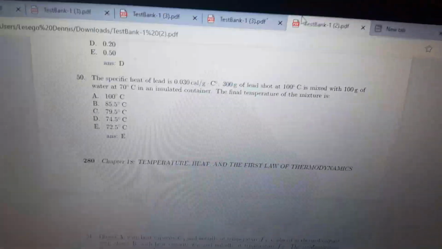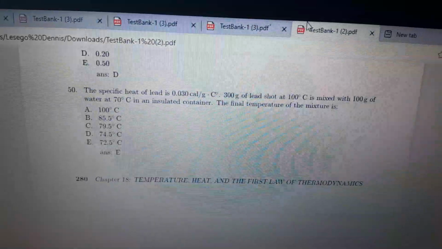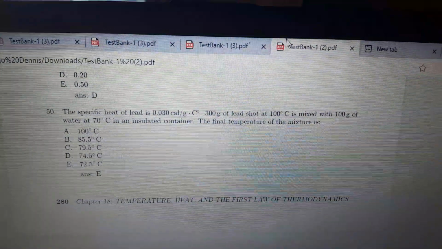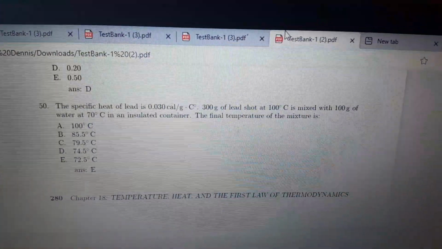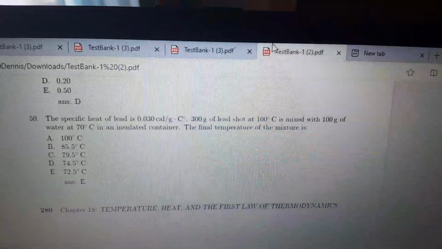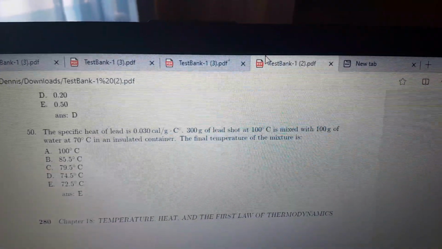The specific heat of lead is 0.030, and 300 grams of lead shot at 100 degrees Celsius is mixed with 100 grams of water at 70 degrees in an insulated container. The final temperature of the mixture is E, 72.5 degrees Celsius.